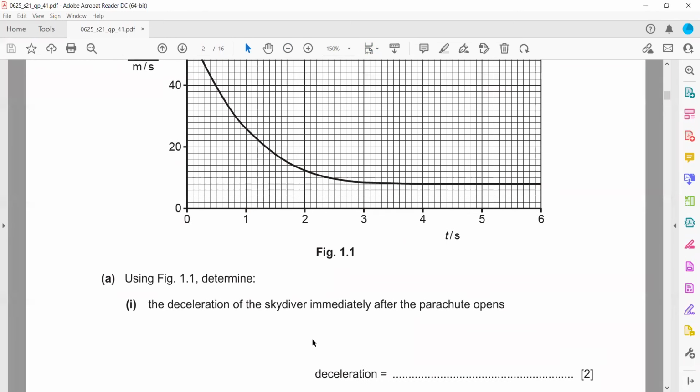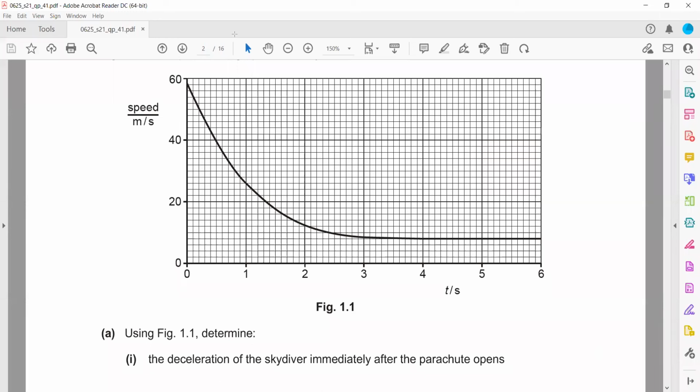So we want to calculate a deceleration. We can take any 2 points within this region to work out the deceleration. Each box is representing 2. So this one is 42, 4, 6, 8, 10. So this looks like 58. And this one is 40.